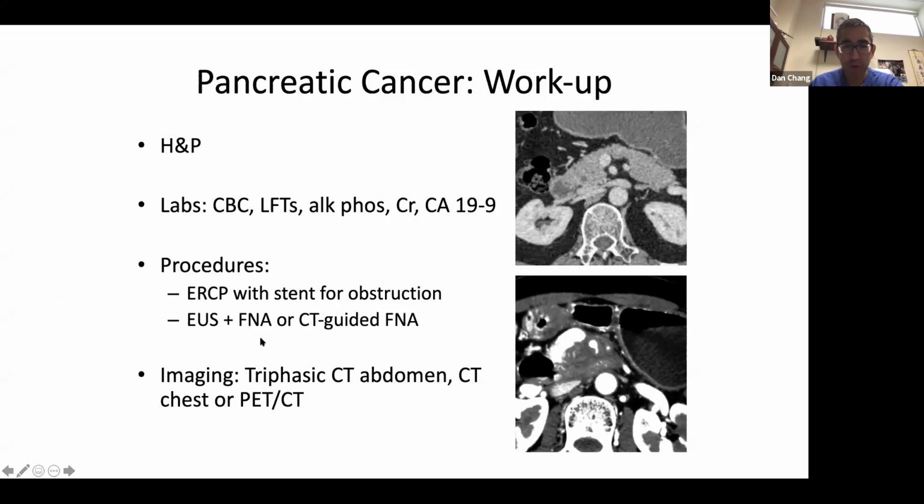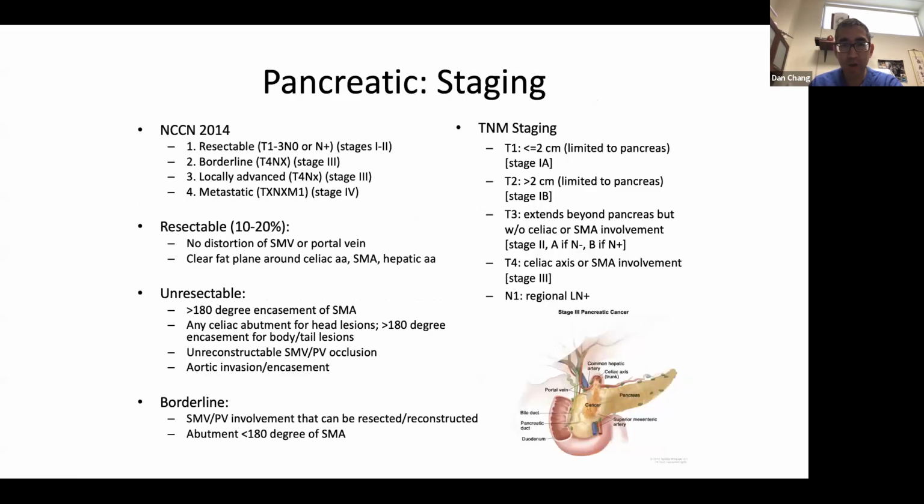And then the other important thing is eventually, if the patient is not resectable or they can't go to surgery, you would need to relieve their obstruction. So you do an ERCP, place a stent so you can open up and get the bile to flow. EUS, most commonly for a biopsy if you need tissue. And then staging.